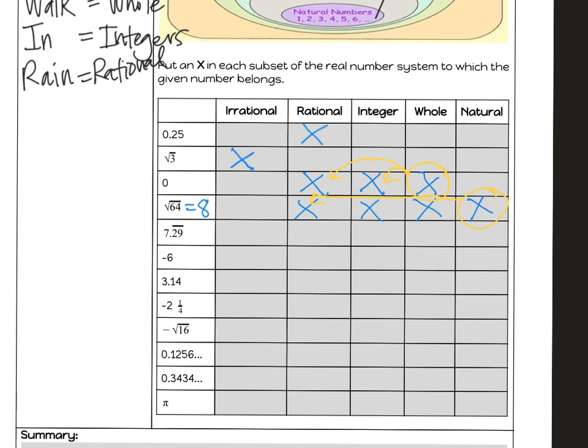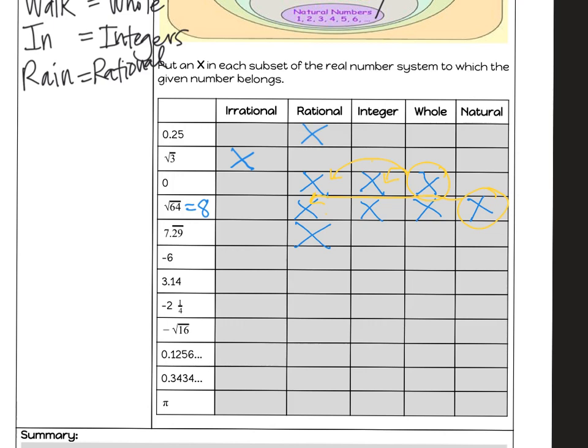Our next number that we have is 7.29 repeated. And again, we mentioned earlier, repeating decimals, these are rational numbers. So this is going to fall in that rational numbers subset. However, it is not on the number line, therefore it's not an integer, and since it's not an integer, it cannot be a whole number or a natural number.